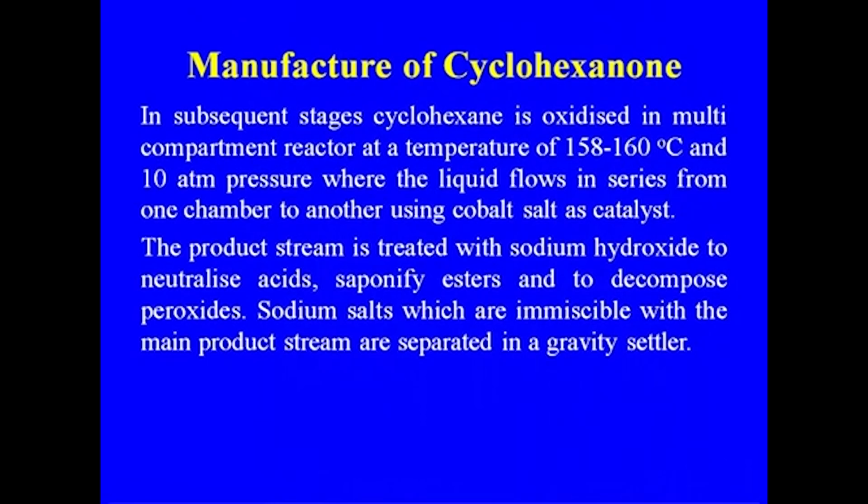In subsequent stages, the cyclohexane is oxidized in a multi-compartment reactor at a temperature of around 160 degrees centigrade and 10 atmospheres pressure, where the liquid flows in series from one chamber to another, using cobalt salt as catalyst. The product stream is treated with sodium hydroxide to neutralize the acids, saponify esters, and decompose the peroxide. Sodium salts, which are immiscible with the main product stream, are separated in a gravity settler.